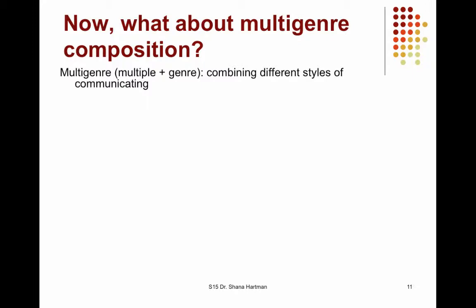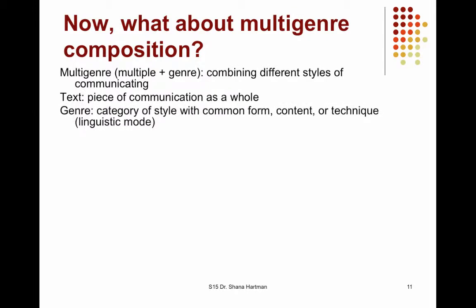Similar to multimodality, multi-genre broken down in the word itself gives us multiple and genre, combining different styles of communication. The text, again, is still a piece of communication as a whole, so all the genres combined can give us one text. A genre is a category of style that typically has common form, content, or techniques, typically all falling in the linguistic mode.